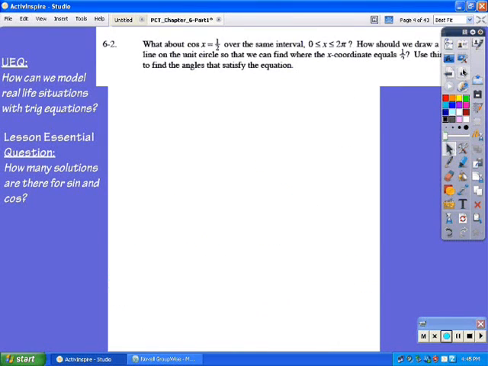Problem number 2, 6-2, what about cosine of x equals 1/2 over the same interval? How should we draw a line on the unit circle so that we can find where the x coordinate equals 1/2? Use this to find the angle that satisfies the equation.